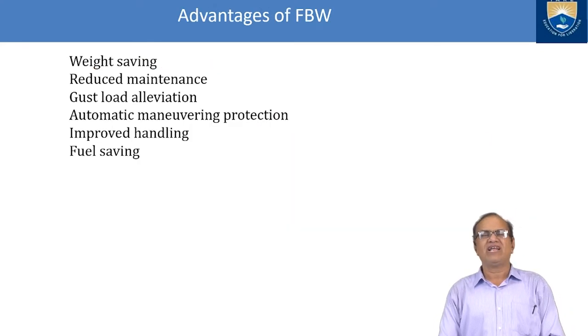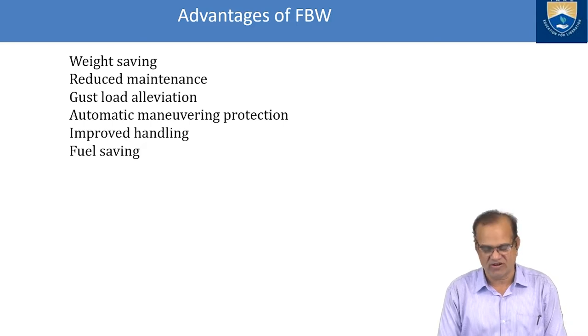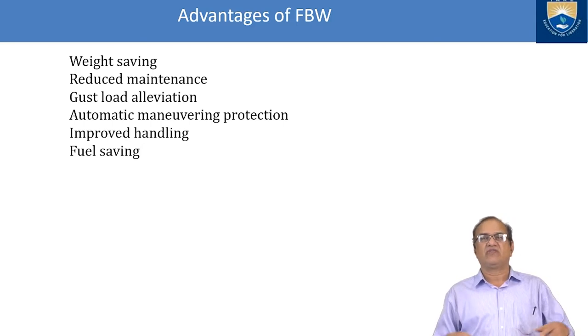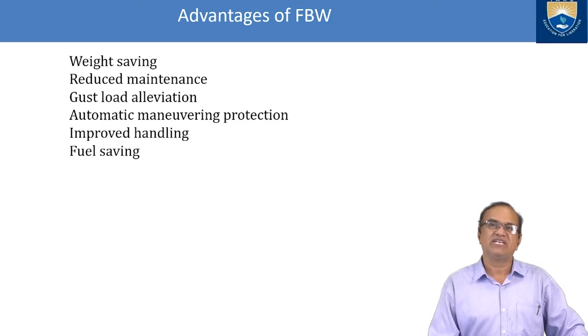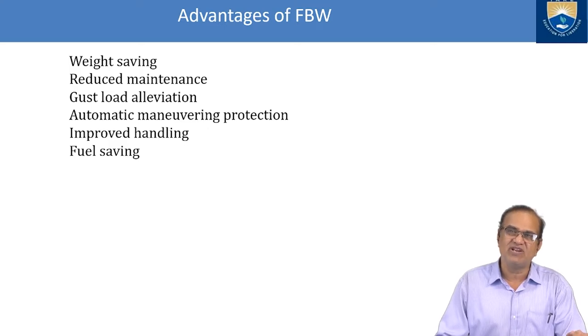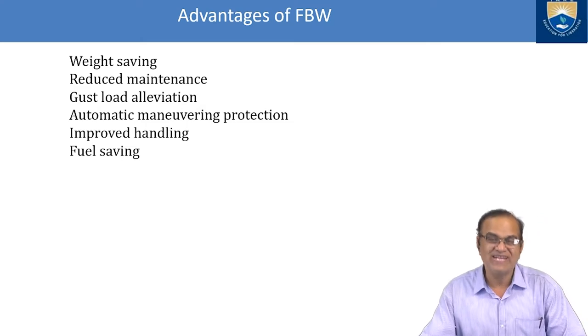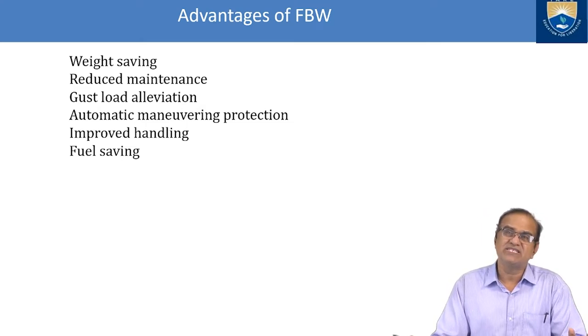Now, what are the advantages of the fly-by-wire system on the aircraft? It is very, very important that we understand each and every point here. I have mentioned 1, 2, 3, 4, 5, and 6 points. I will discuss each and every one here itself. So, weight saving. The main thing is weight saving.